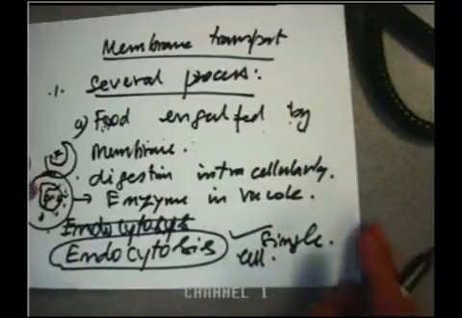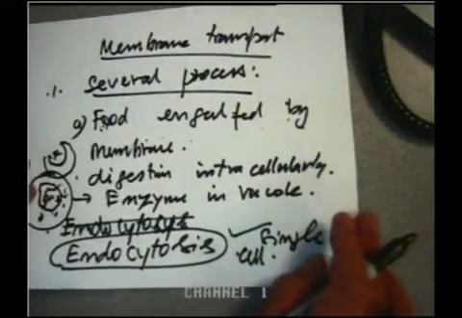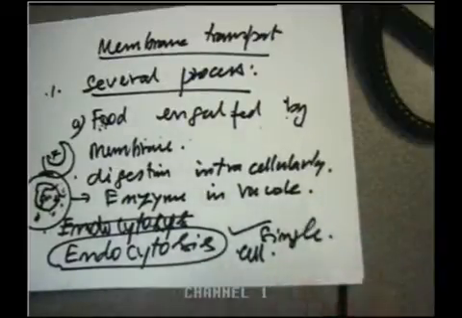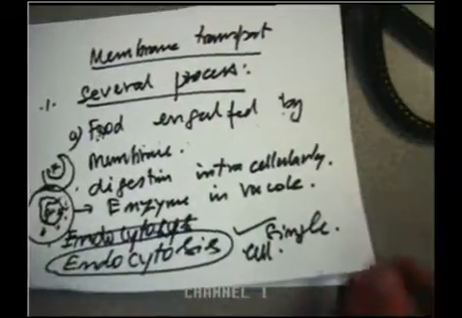So this process we call endocytosis in a single-cell organism. For example, if you see an amoeba, have you ever heard of amoeba? It is an organism. They engulf like this and put the food over there. The process we call endocytosis.